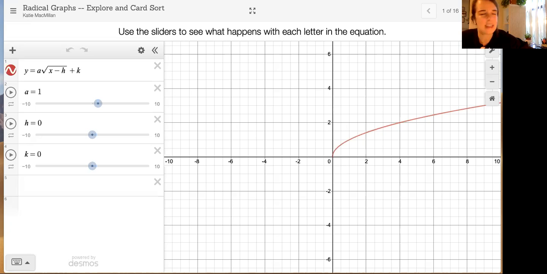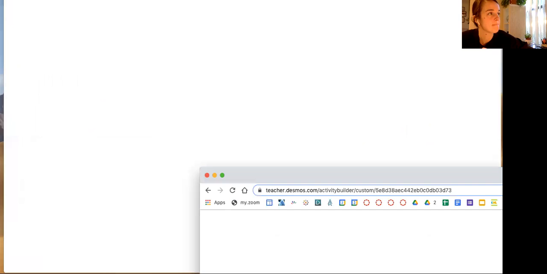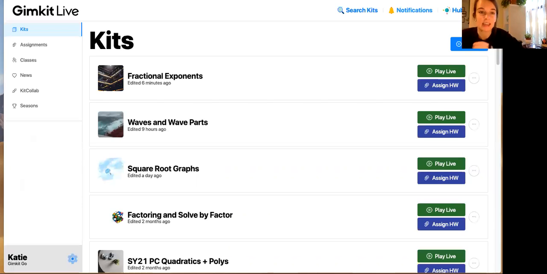Does anyone have any idea why this square root graph would not go into the negative? Why would this not go into the negative? Any ideas? A negative times a negative equals a positive. Ah, good thought. So if we have a negative times a negative, it equals a positive. Anybody want to build off of that?